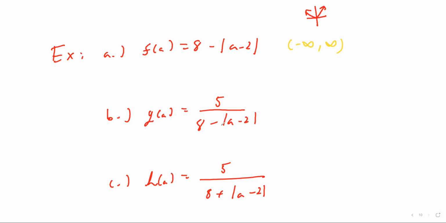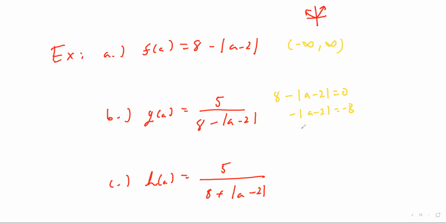Here, the only limitation we have is that we can't have 0 on the bottom. So I would just take the denominator, set it equal to 0 to figure out what a cannot be. So I subtract a. I get negative absolute value of a minus 2 equals -8.